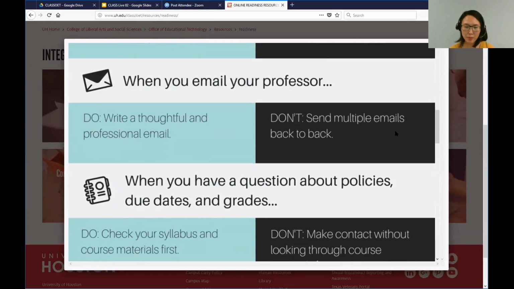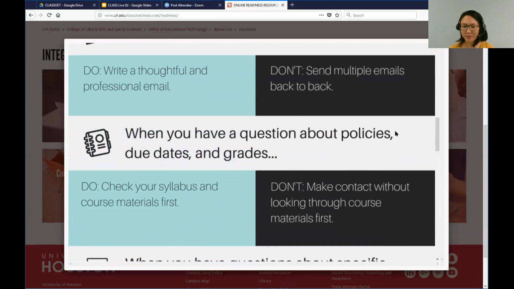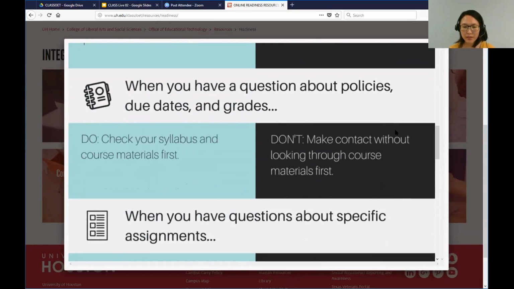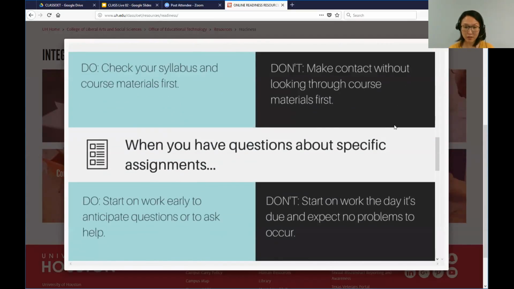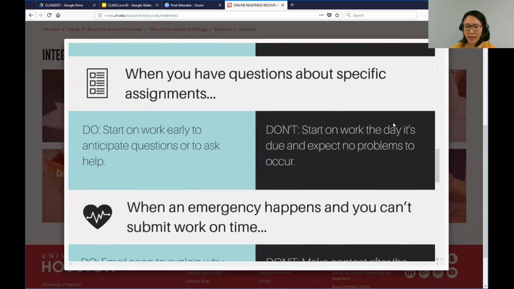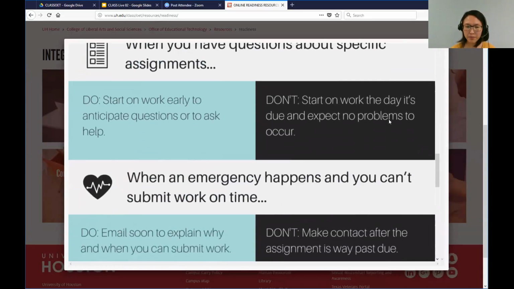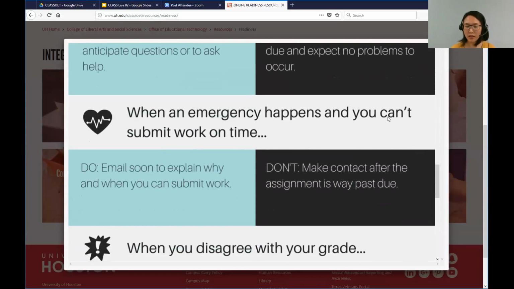When you have a question about policies, due dates, and grades, check your syllabus and course materials first. Don't make contact without looking through the course materials. When you have questions about specific assignments, start on work early to anticipate these questions and then ask for help. And don't start on work the day that it's due and then expect no problems to occur, right? When an emergency happens and you can't submit work on time, email soon to explain why you can't submit work and then when you can. Don't make contact after the assignment's way past due, right?